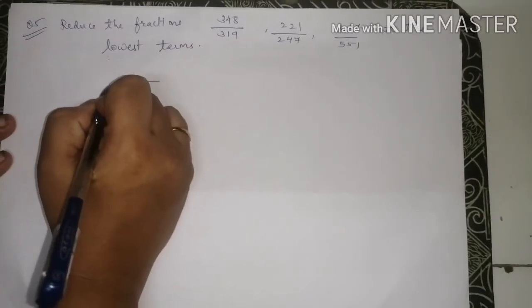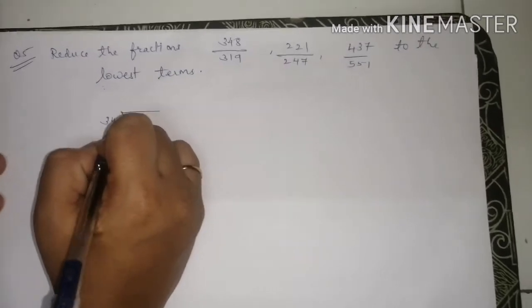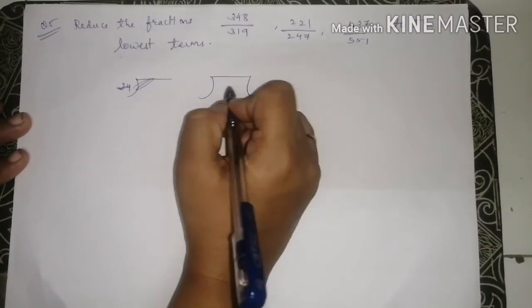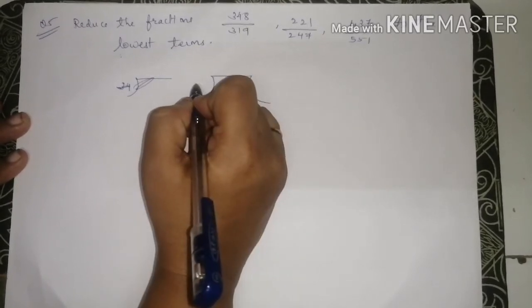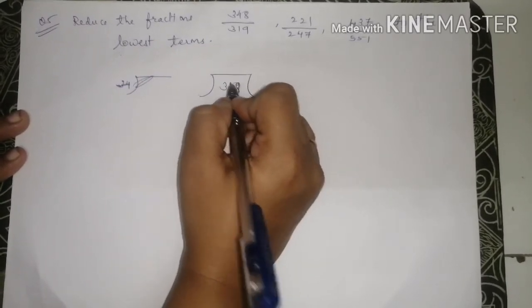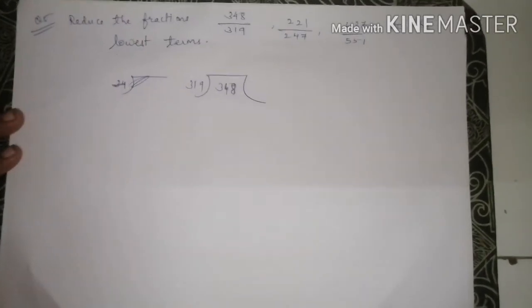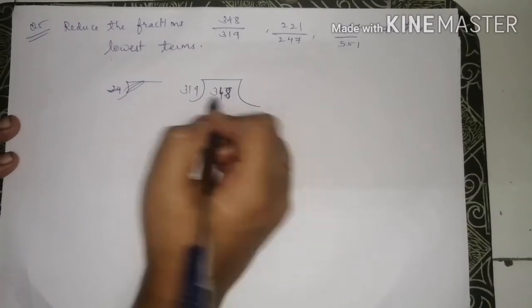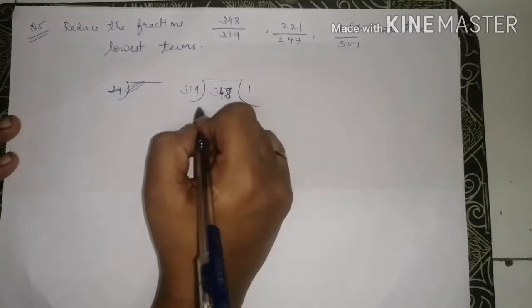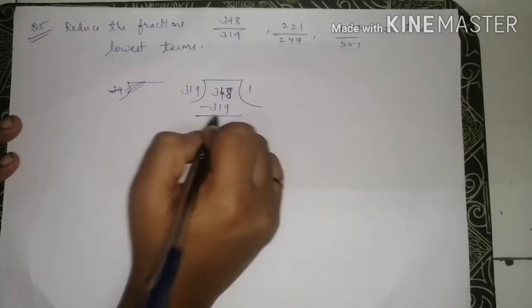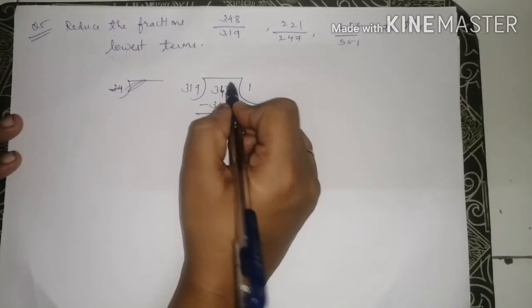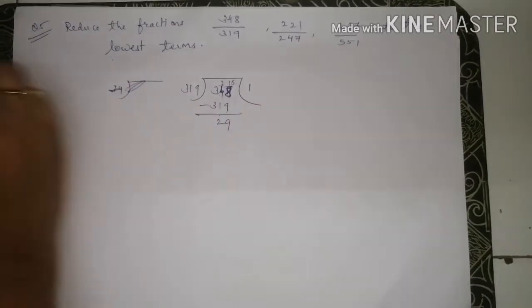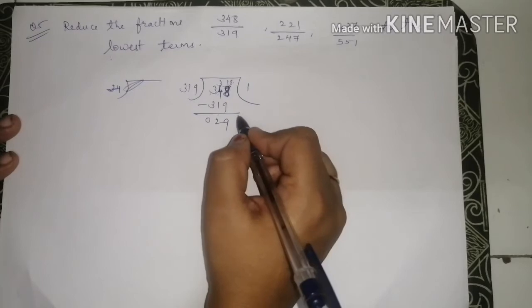348 divided by 319. So the nearest number for 348 is 319 ones, which are 319 only. So 348 minus 319: here 18, here 3. 18 minus 9 is 9. 3 minus 1 gives you 2. 3 minus 3 is 0.